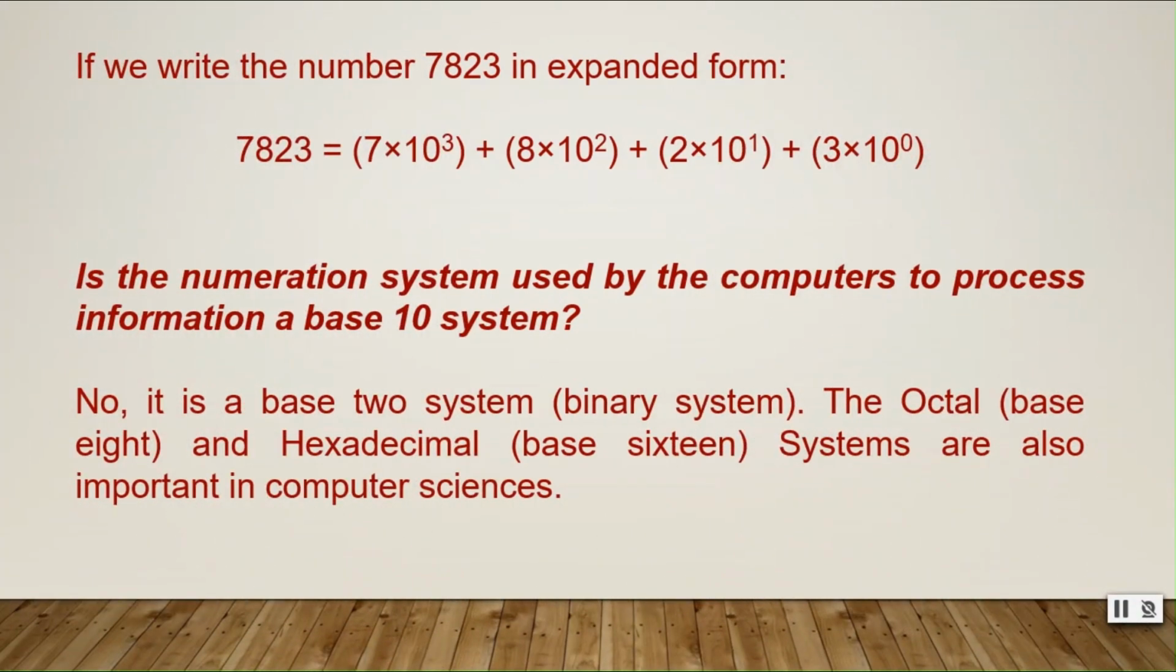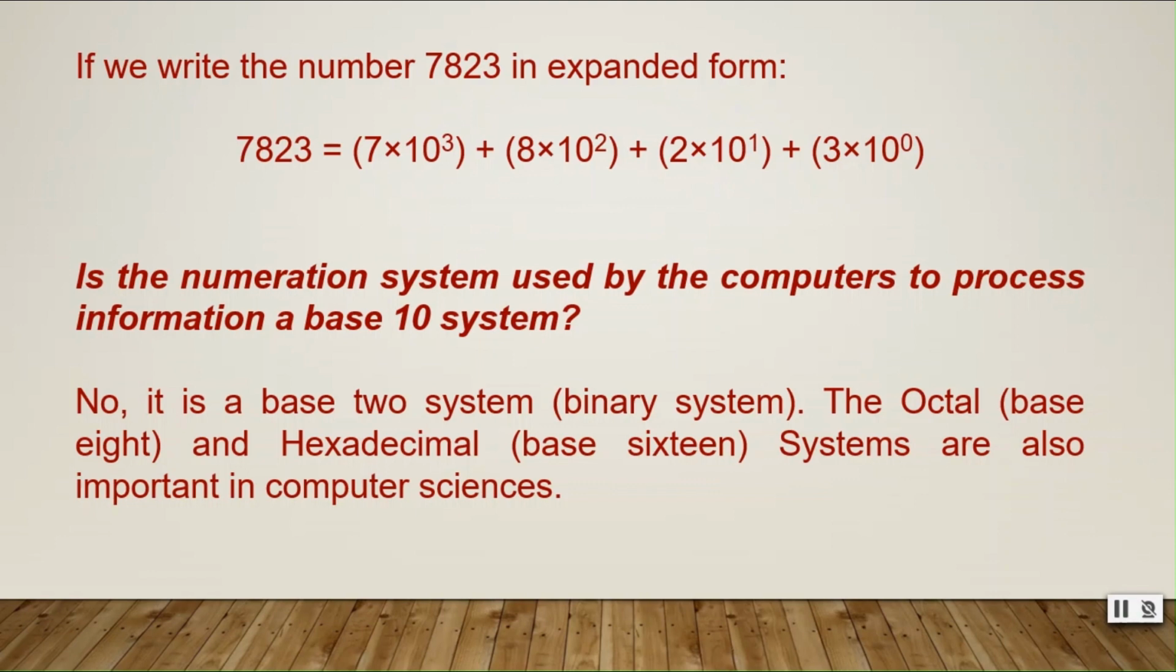If we write the number 7,823 in expanded form, that would be 7 times 10 to the third, 8 times 10 to the second, 2 times 10 to the first power, and 3 times 10 to the 0. So 3, that is the digit to the right, its place value would be 1. 2, that is the second digit from the right, its place value would be 10.